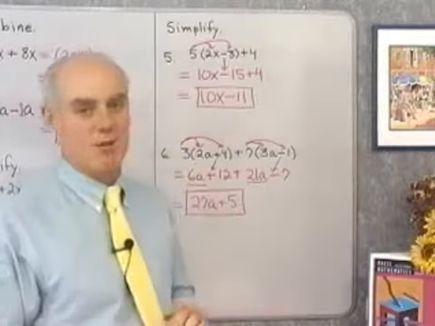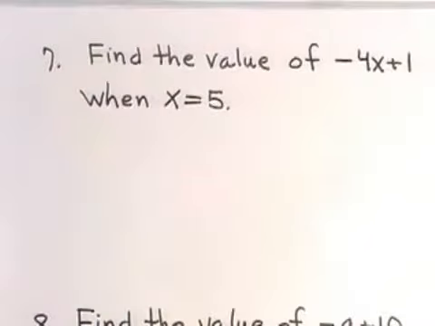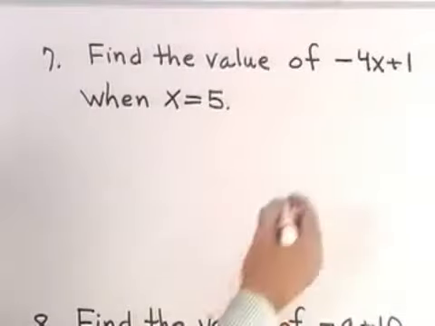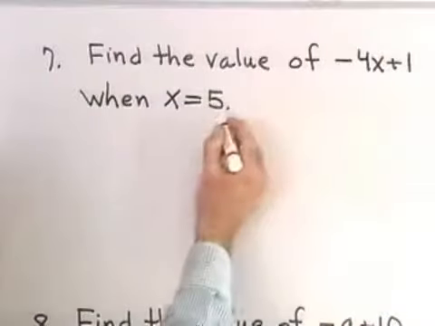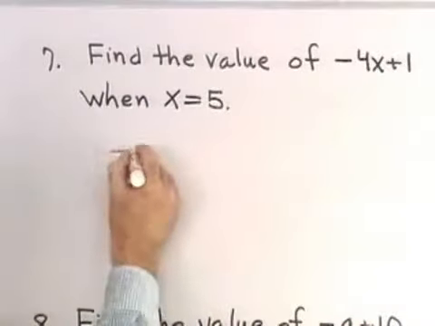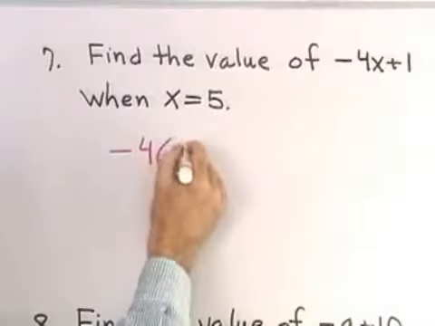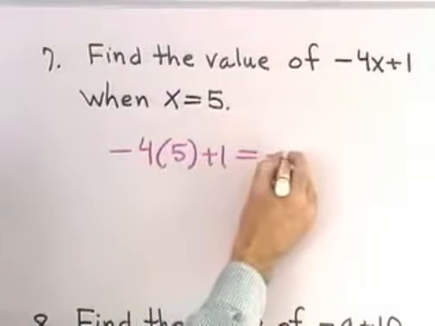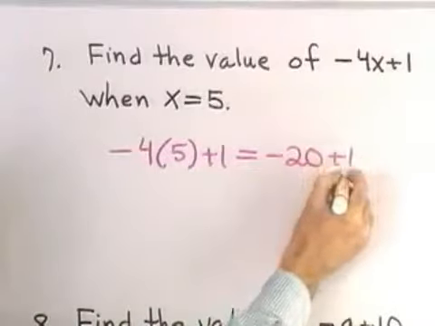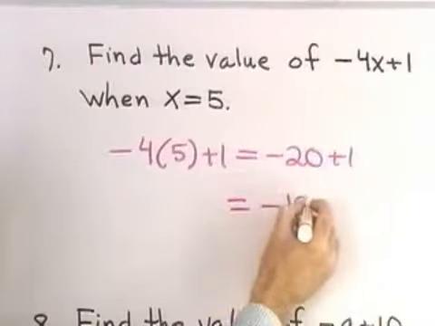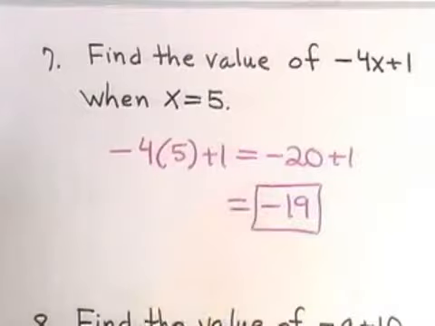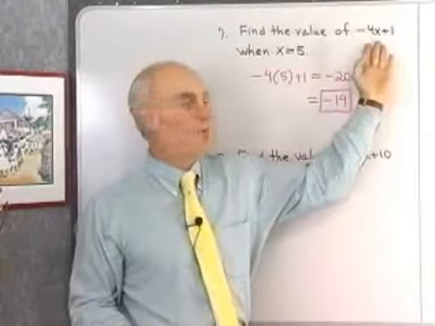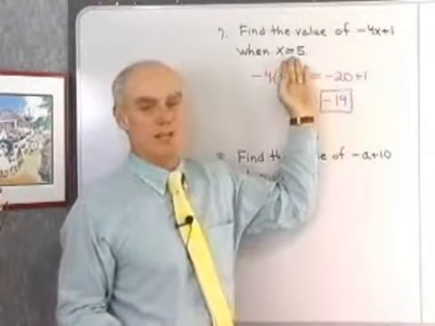Next, we want to find the value of an expression. Let's find the value of negative 4x plus 1 when x is equal to 5. So all I want to do is rewrite this expression here with 5 in place of x. So it's negative 4 times 5 plus 1. Negative 4 times 5 is negative 20, plus 1. So I end up with negative 19. So the expression negative 4x plus 1 is negative 19 when x is equal to 5.